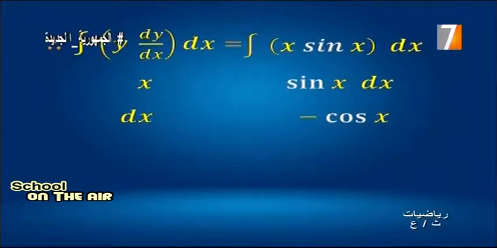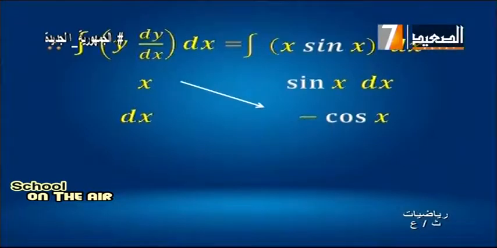For x sine x, we can use integration by parts. The first part is x and the second part is sine x dx. The differential of x is dx, and the integration of sine x dx equals negative cosine x. Then x multiplied by negative cosine x minus the integration of negative cosine x dx is the integration of x sine x dx.